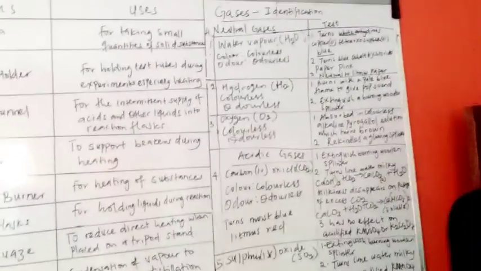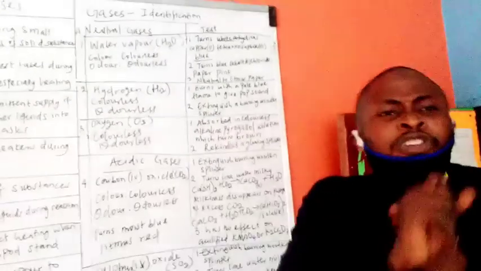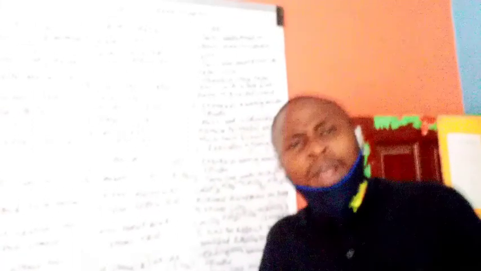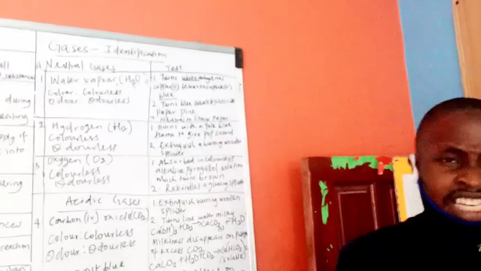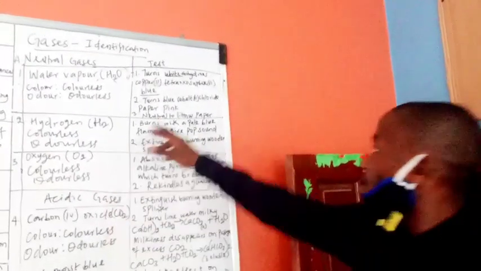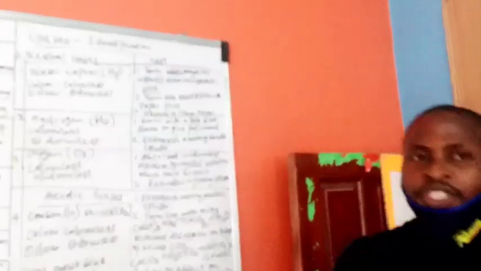There are two ways by which you can identify water vapor. You either use white anhydrous copper 2 tetraoxosulfate 6, or you use cobalt 2 chloride. When water vapor reacts with white anhydrous copper 2 tetraoxosulfate 6 salt, it turns it blue.